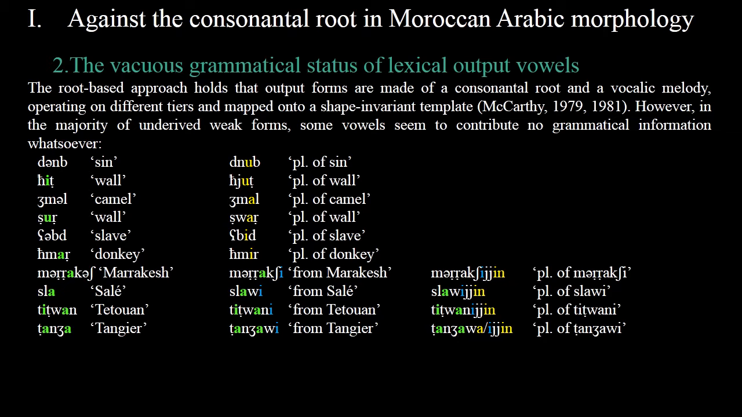However, in the majority of underived weak forms, some vowels seem to contribute no grammatical information whatsoever, as stated by the data set below. The vowels in the singular forms contribute no grammatical meaning to their hosts, as opposed to the vowels in the plural forms that stand for the plural marker. The sole exception is the vowel in the item hmar, which could be considered as an overt singular marker, given the fact that it gets suppressed by the inflectional plural affix or the nisba vocalic suffix e. So we conclude that these vowels are lexical rather than being grammatically motivated.